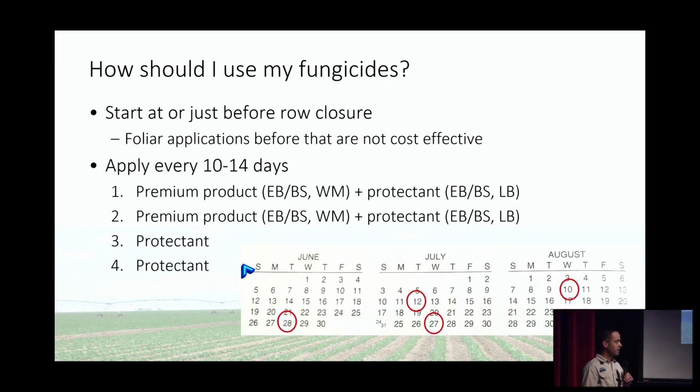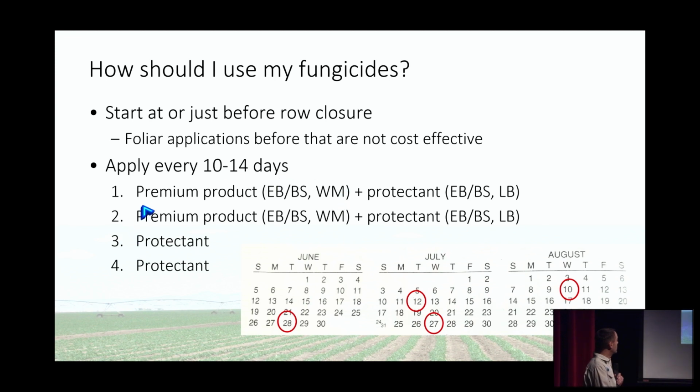So our approach has been, because of these thoughts, our approach has always been, depending on the variety or the season, it's really to start right at or just before row closure, maybe when the leaves are touching, but before the canopy gets really tight and closed up. And then go on a 10 to 14 day schedule. We find, at least for early blight control, foliar applications before that are really not cost effective for disease. We don't get extra control by going earlier.